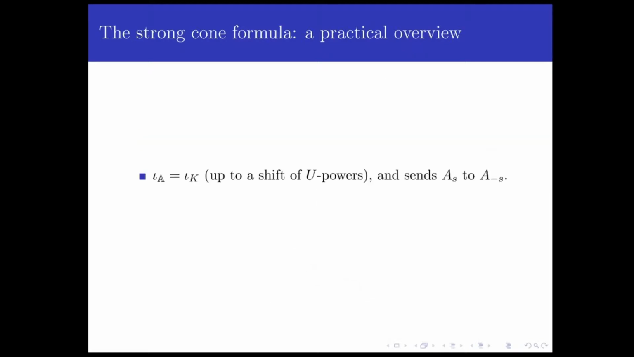And iota A. So iota A, we're just going to set it equal to iota K up to a shift in the U power. I'm not going to write down what the shift is, but it's actually kind of easy to figure out. It's equal to iota K times a power of U, just to map the complexes to each other, following a specific convention. Iota B, I'm going to define it to be iota K composed with F. And this sends BS to B minus S plus N. So that's what iota B is.